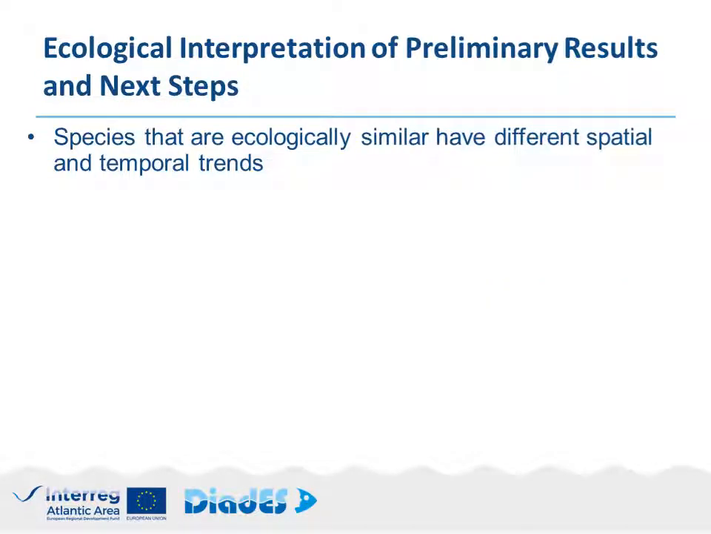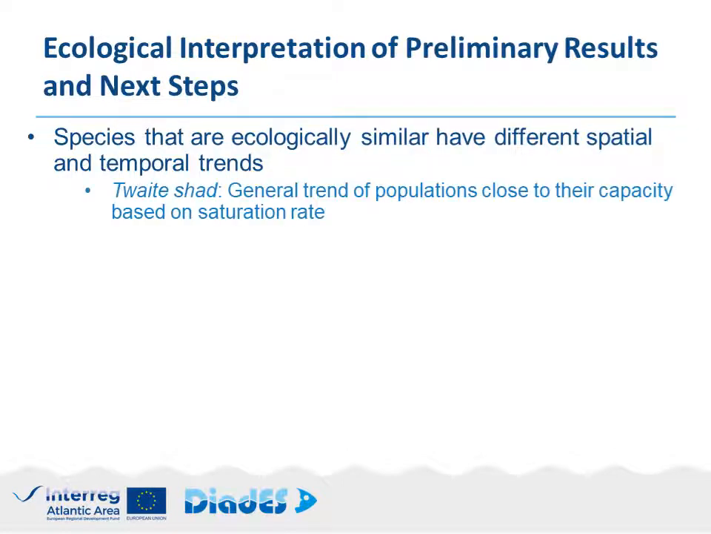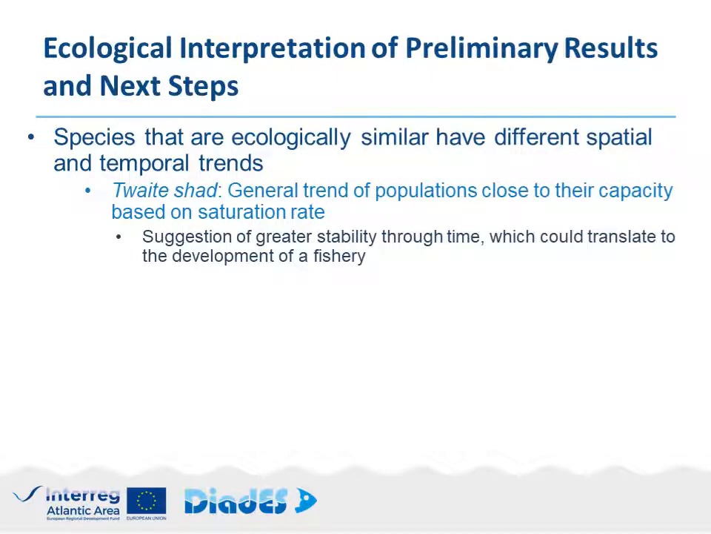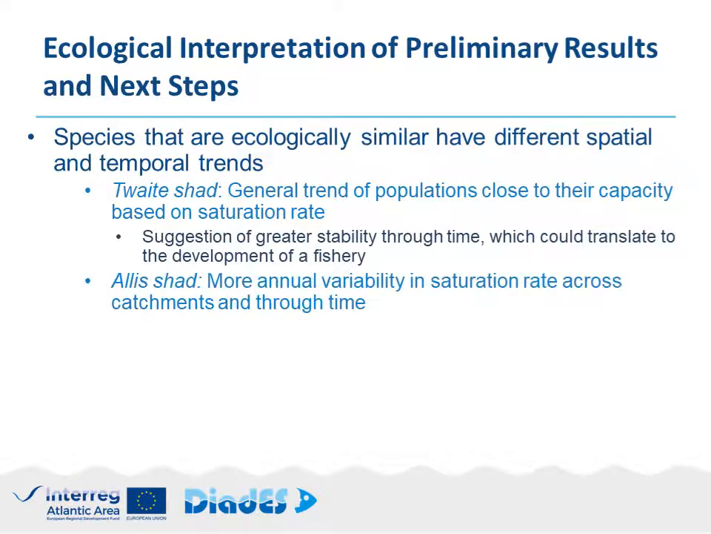In summary, we can see from our preliminary results that two shad species that are ecologically similar do have different spatial and temporal trends. For Thwaite shad, we see a general trend of populations that are close to their capacity based on the saturation rate. And this could suggest greater stability through time, which could potentially translate to the development of a fishery.